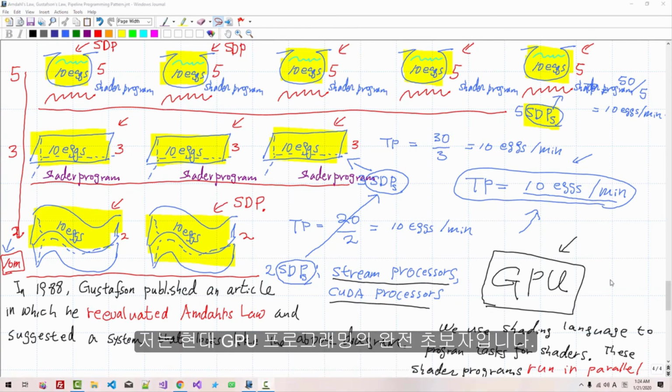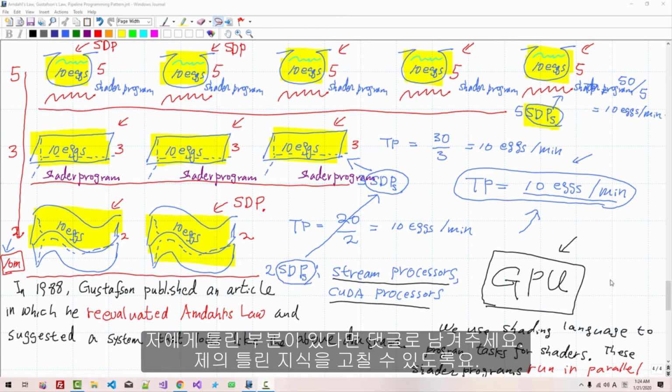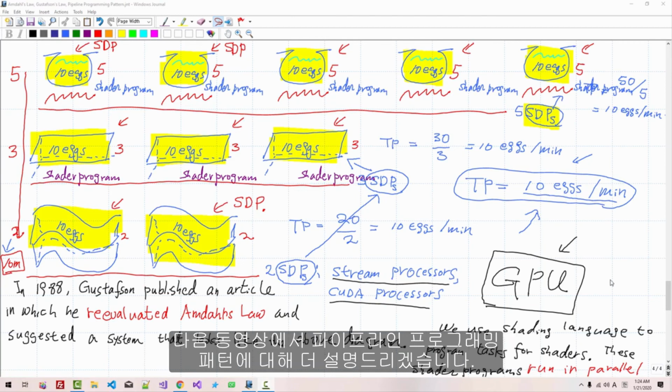Please understand that I am an absolute beginner in modern GPU programming. So if I am wrong, please leave your comments and help me correct my wrong knowledge. In my next episode, I will talk more about the pipeline programming pattern.